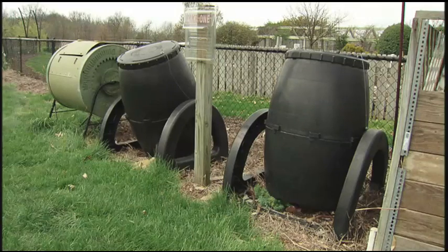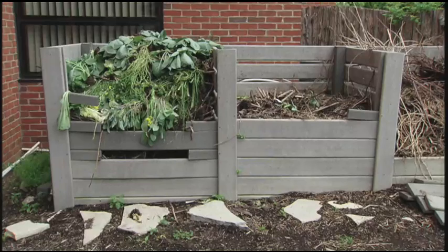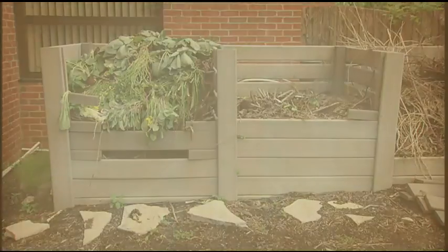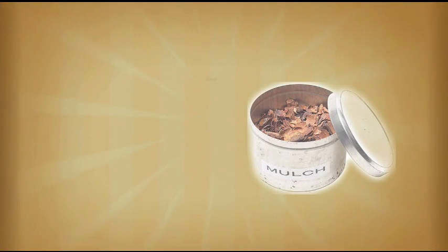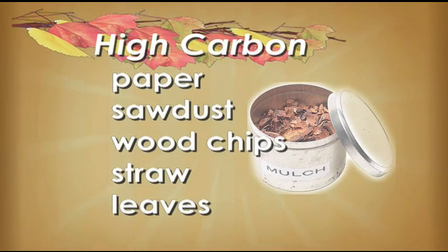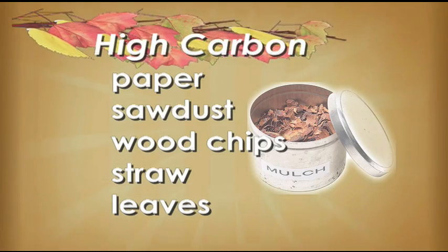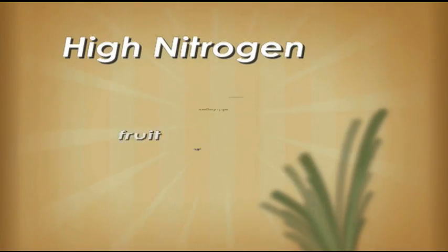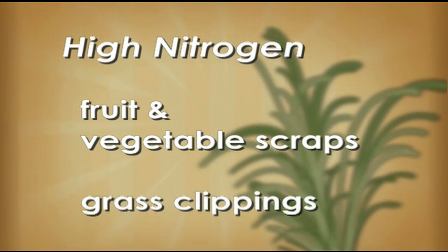Materials that are high in carbon as well as materials that are high in nitrogen will need to be included. High carbon materials are often referred to as brown or dry and include paper, sawdust, wood chips, straw, and leaves. High nitrogen materials, referred to as green or wet, include fruit and vegetable scraps and grass clippings.